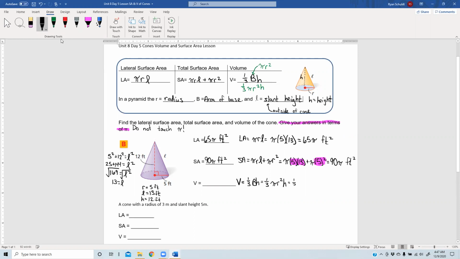So let's plug things in. It's going to be 1/3 pi. R is 5. So 1/3 pi times 5 squared. H is 12. So we're going to put everything but the pi in there. We're going to do 1/3 times 5 squared times 12. No pi. This will be 100 pi feet cubed because we're doing volume. So 100 pi feet cubed.